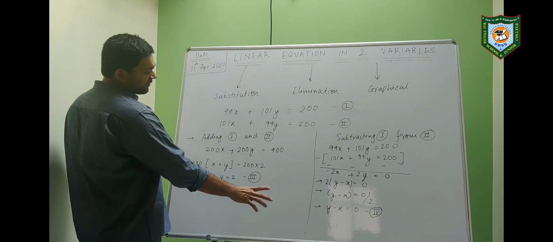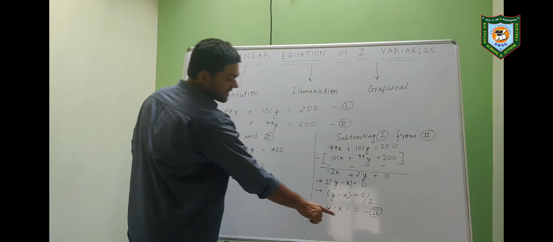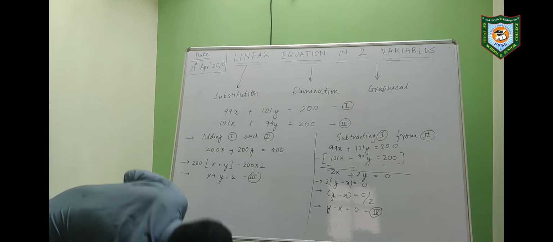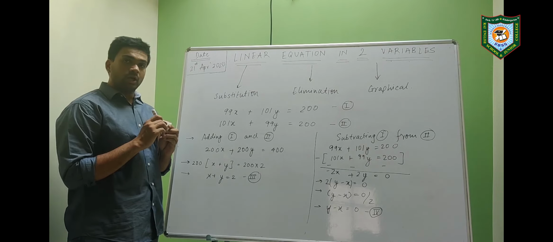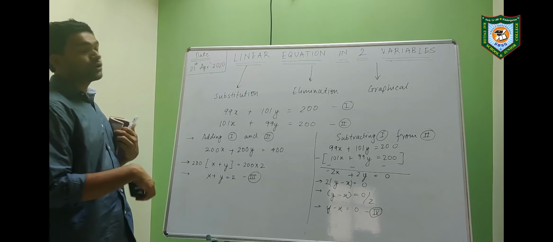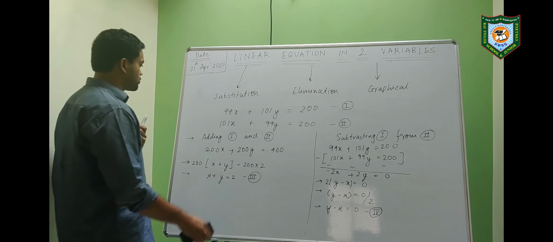All I have to do is add 3 with 4. This plus y and this minus x will cancel, and I'll get 2y is equal to 2, and therefore I'll get the value for x. You can try this at home. I'll give you questions so that you can practice and make sure you do not make mistakes in exams or whatever worksheets you're going to solve.